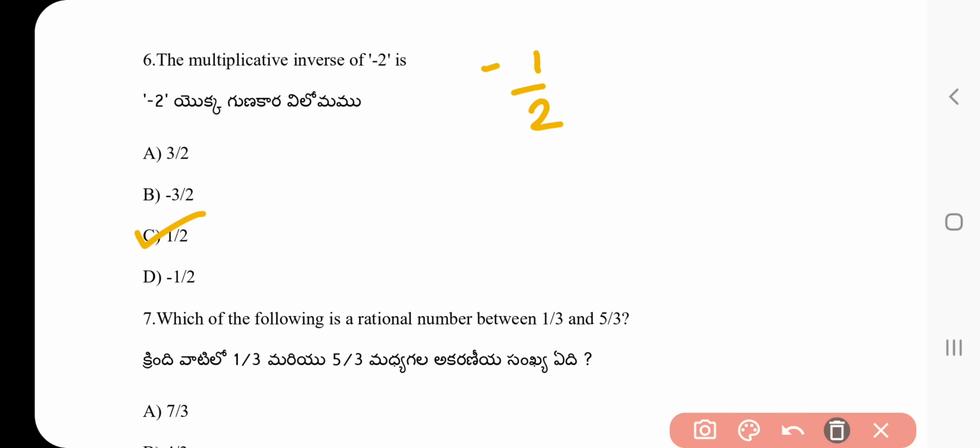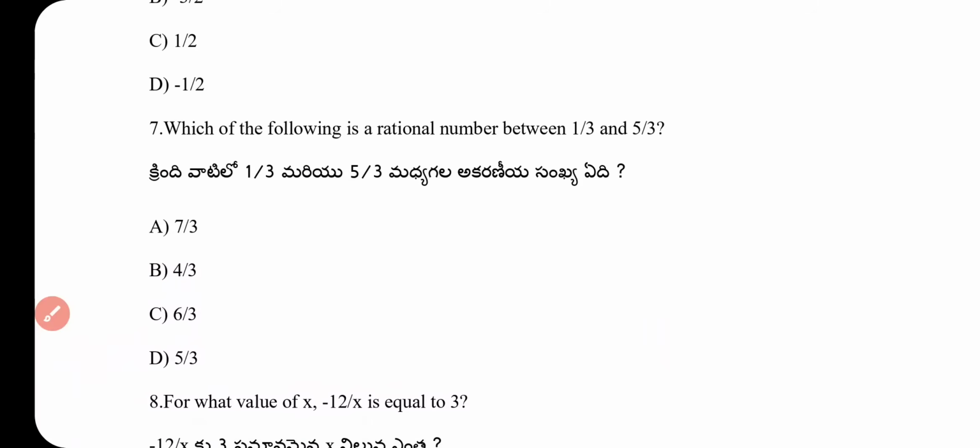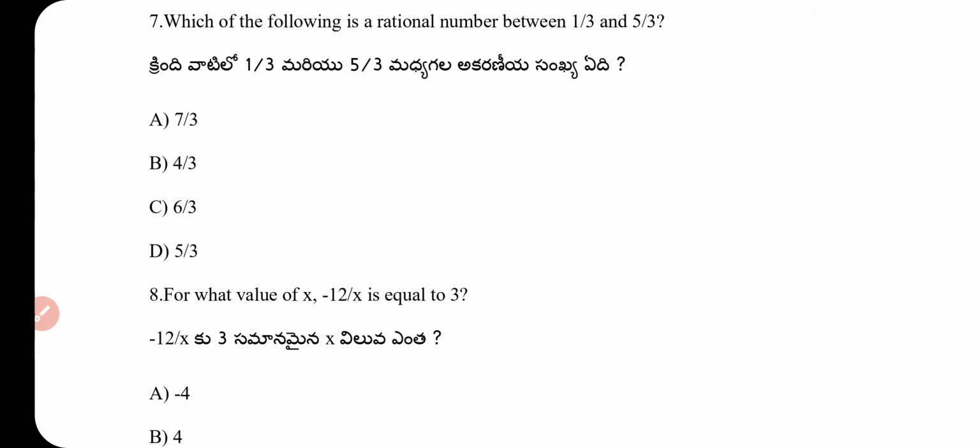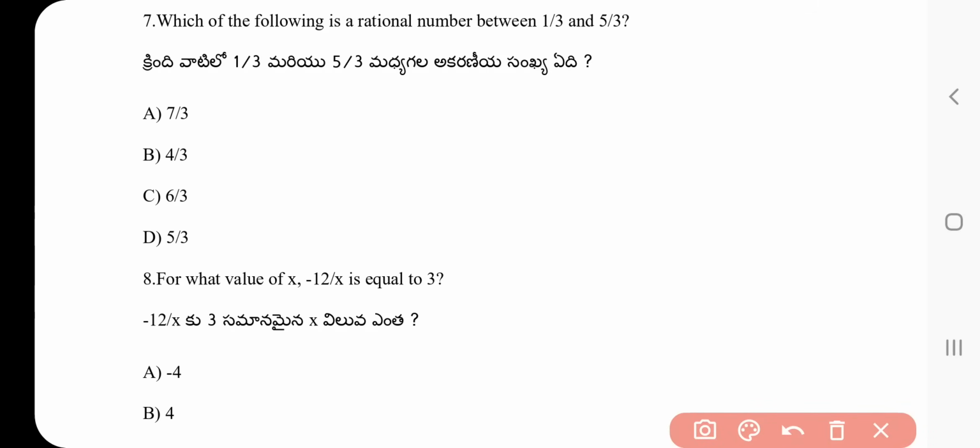Question number 7. Which of the following is a rational number between 1 by 3 and 5 by 3? Options: 7 by 3, 4 by 3, 6 by 3, 5 by 3. Which is the correct answer? Correct answer 4 by 3.